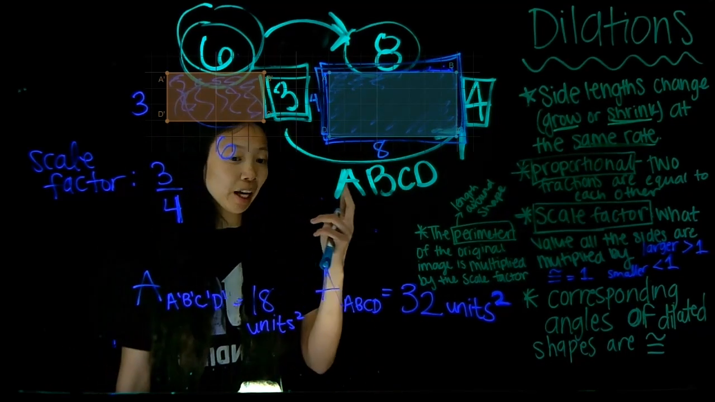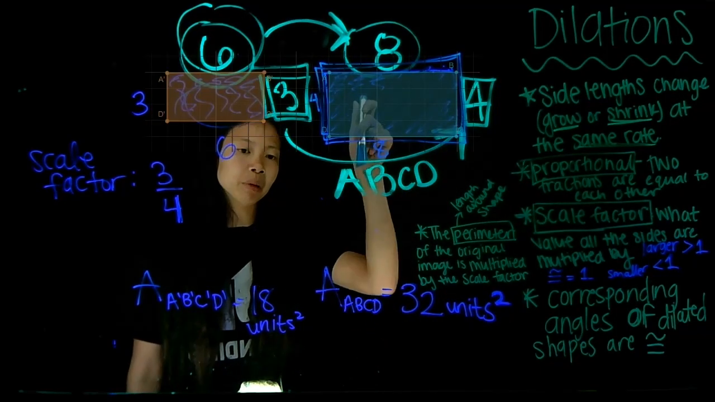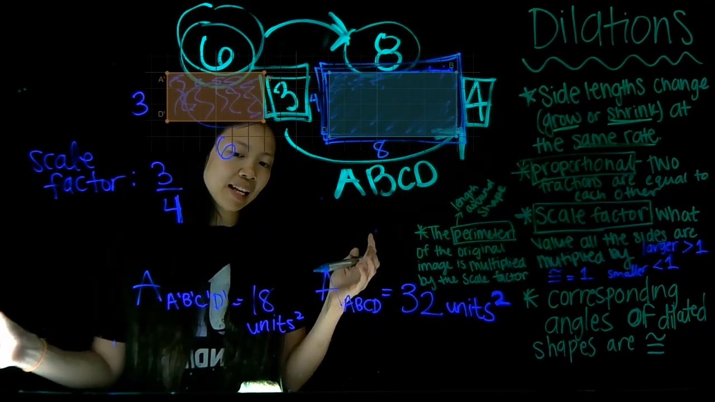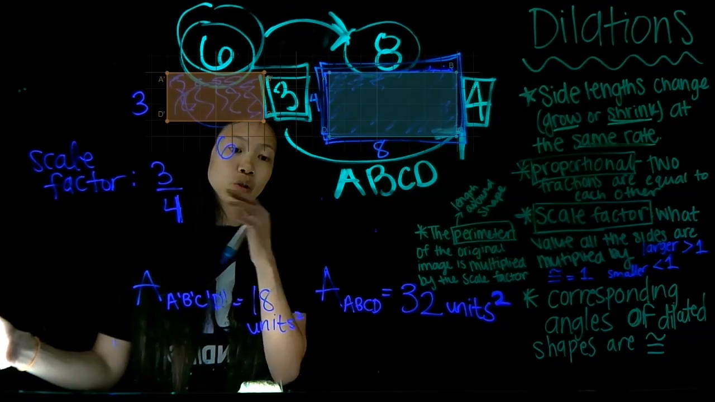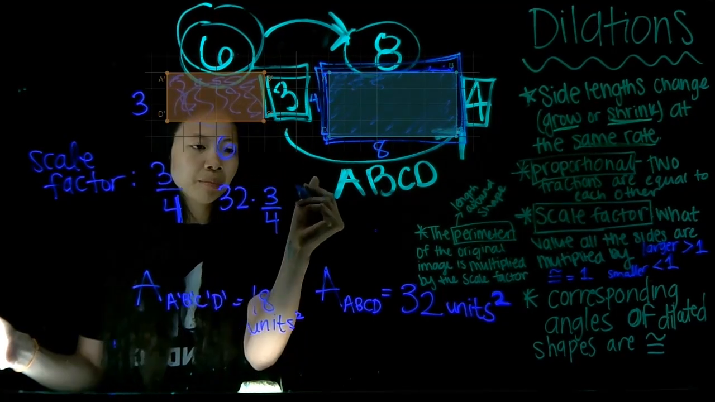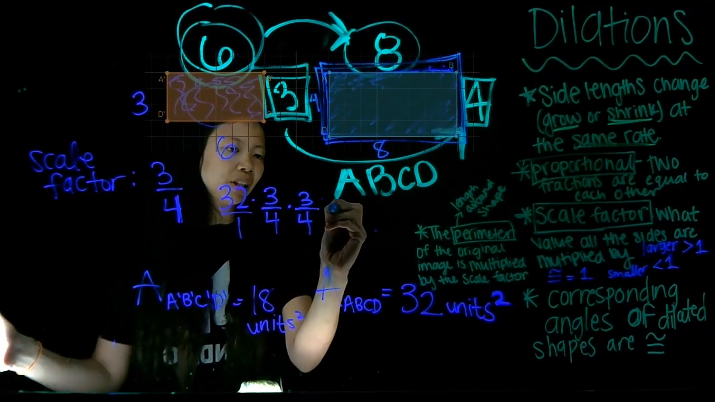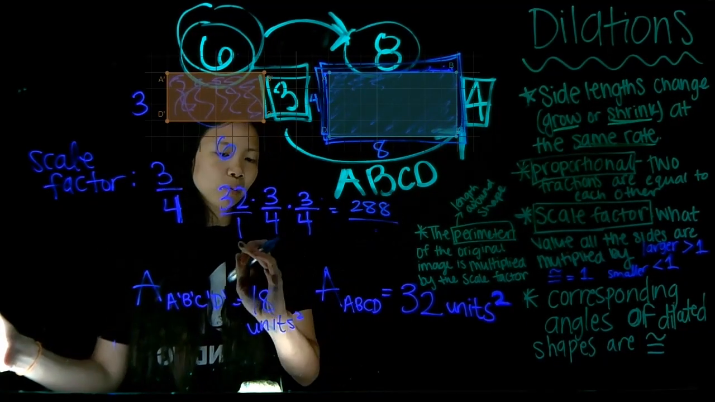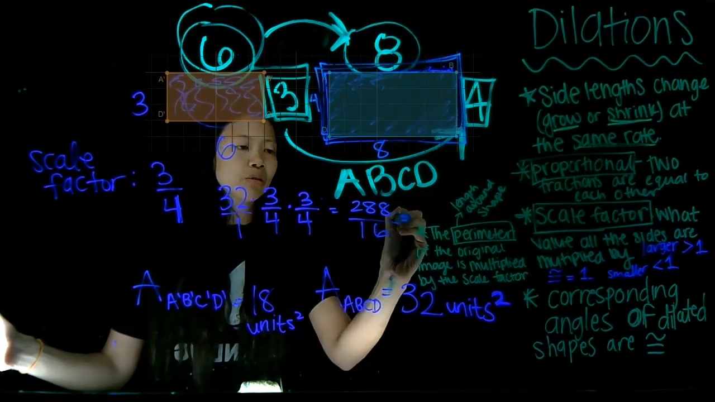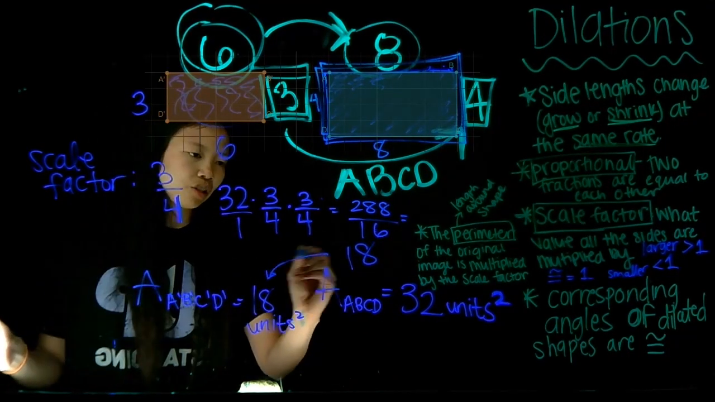But remember with area that it's squared. So that means we're not just talking about one dimension, but 2 dimensions. So we need to actually try multiplying by our scale factor twice. So what happens if I multiply 32, not just by the scale factor once, but by it 2 times? I can put 32 over 1. 32 times 3 times 3 is 288, divided by 1 times 4 times 4 is 16, and 288 divided by 16 is 18. So we see that these do match up.